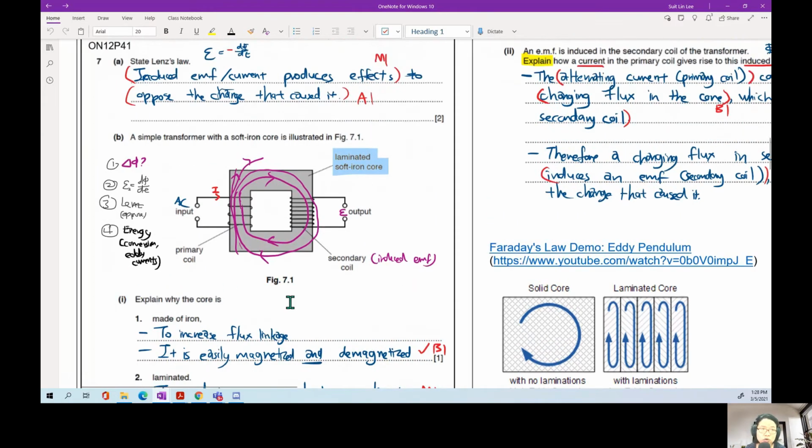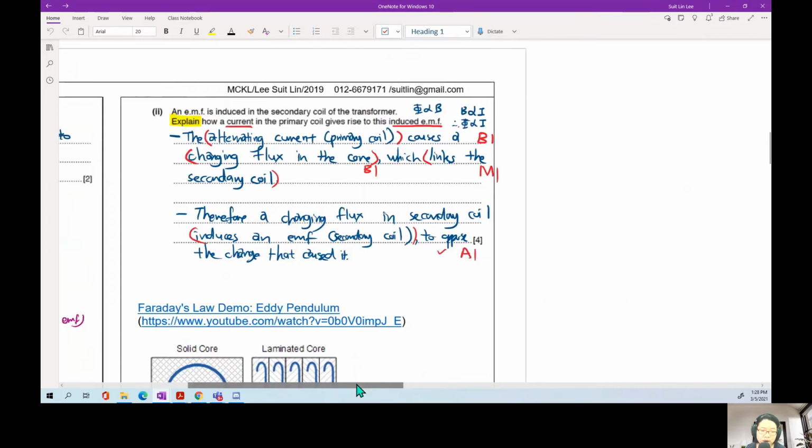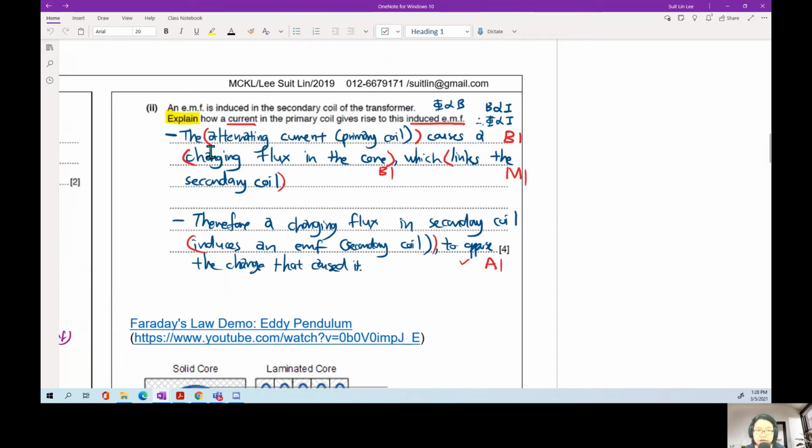Normally when you try to explain why there is an induced EMF, you must mention what causes the change in flux. So for example, in this case, there's an alternating current in the primary coil that causes a change in magnetic flux in the core.